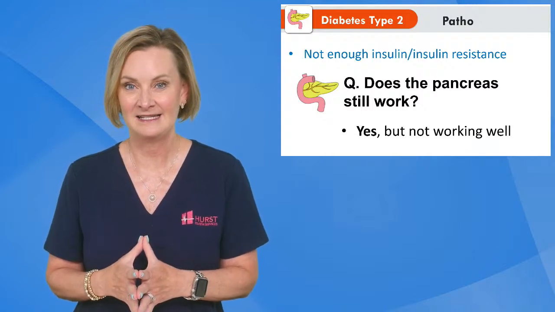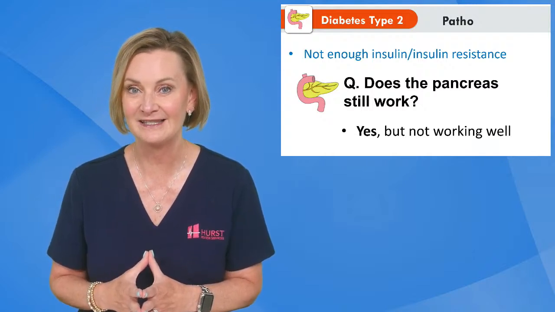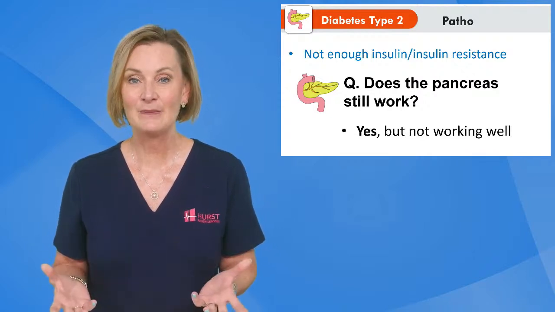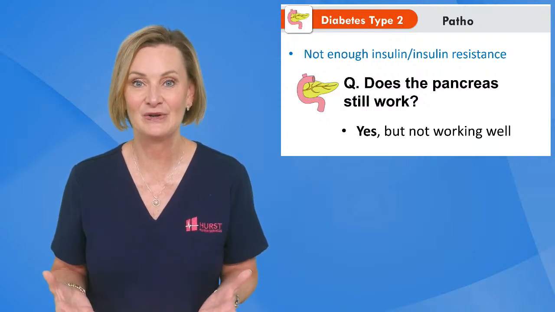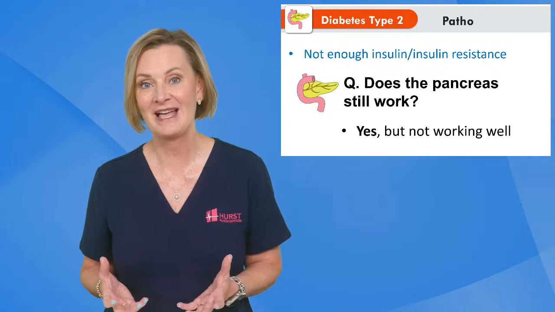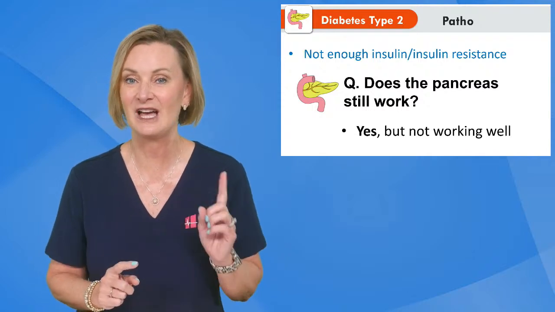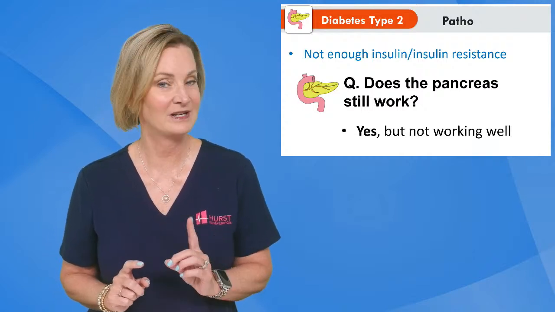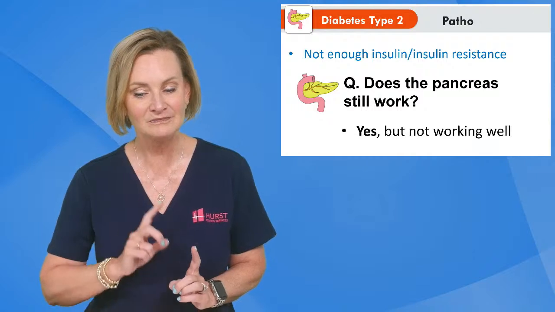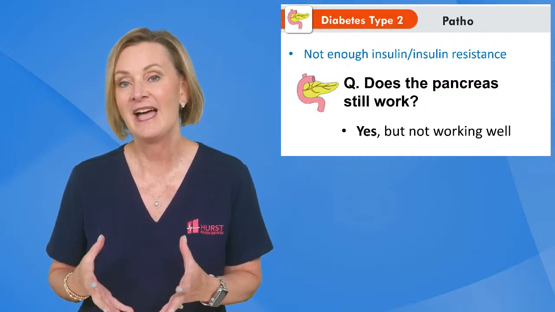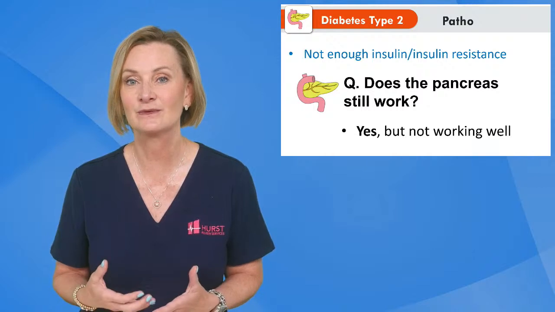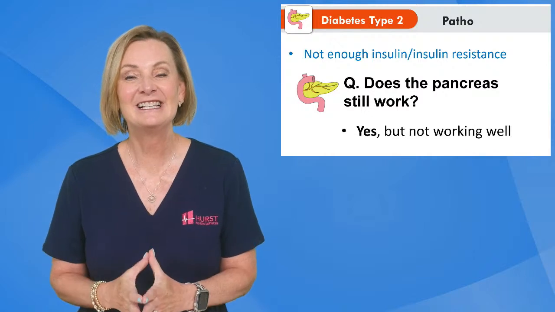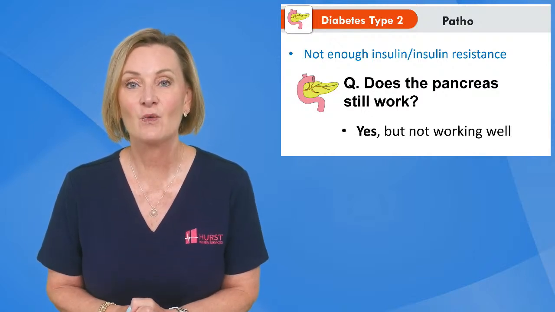Will this client go into metabolic acidosis? What do you think about that question? Well, if they're not breaking down fats, they're not going to make ketones. No ketones, no acidosis. That's one of the big differences in type 1 and type 2 diabetes. In type 1, there is very little to no insulin. And in type 2, they don't have enough insulin or they are insulin resistant, but they do not go into metabolic acidosis, okay? These clients are typically overweight.